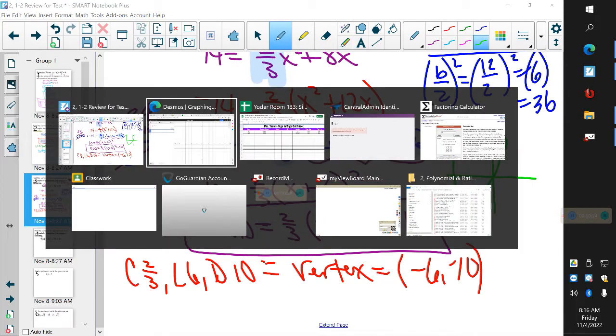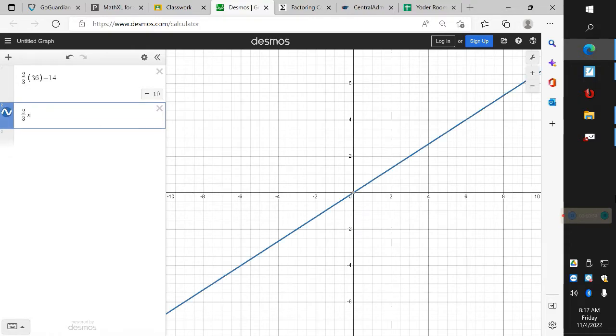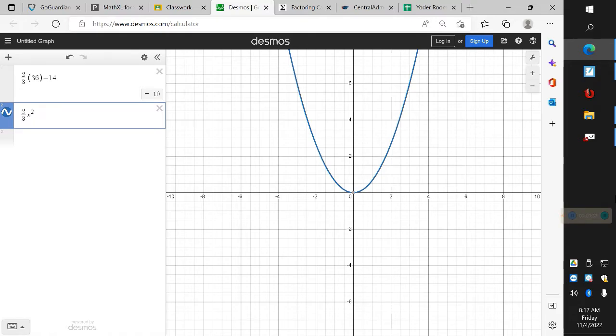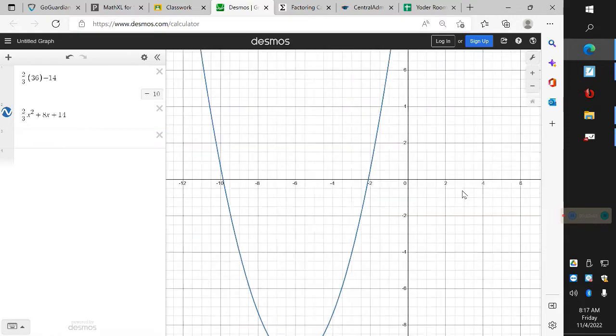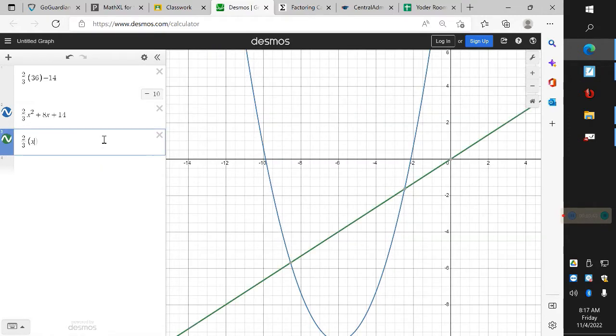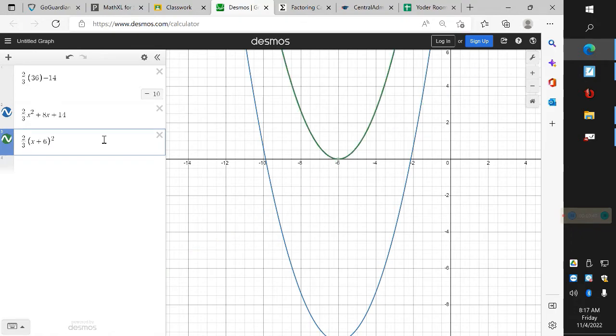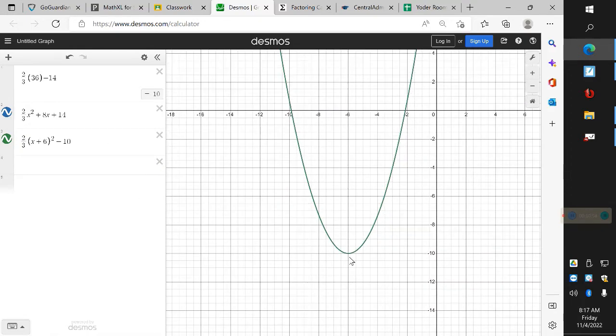So before I move on, what should you guys all do? You are going to come over here to Desmos, especially since you're taking a test, and you are going to graph the original problem. The original problem was going to be 2 divided by 3, x squared, plus 8x plus 14. And there's the original problem. Yes? Then I'm going to come down here and do 2 divided by 3, parenthesis x plus 6 squared, and then this is going to be minus a 10. And hit enter.